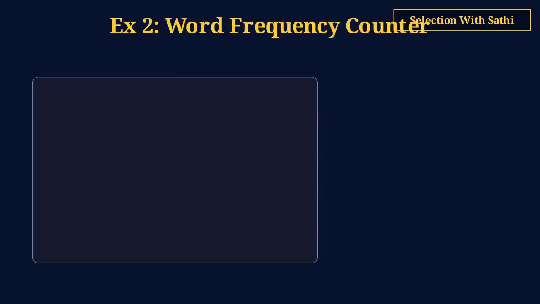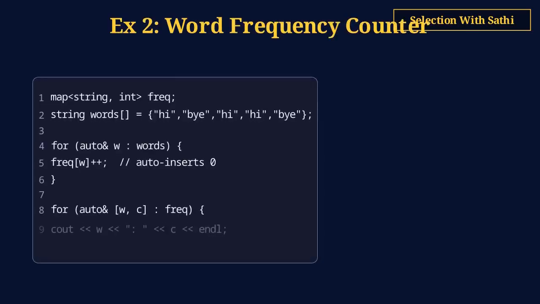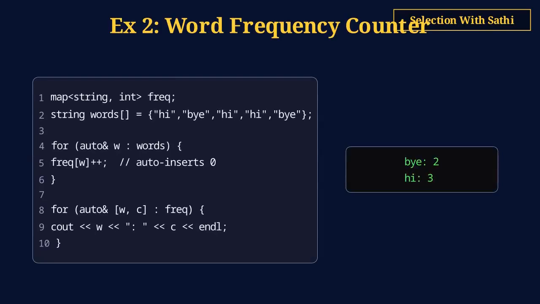Second example, map, insert, and iterate. We create a map of string to int and insert Alice 90, Bob 85, Charlie 92. When we iterate, the output is in alphabetical order: Alice 90, Bob 85, Charlie 92. The map automatically sorts by key. To check if a key exists, use m.find("Bob"). If it doesn't equal m.end(), the key exists and we can access its value.